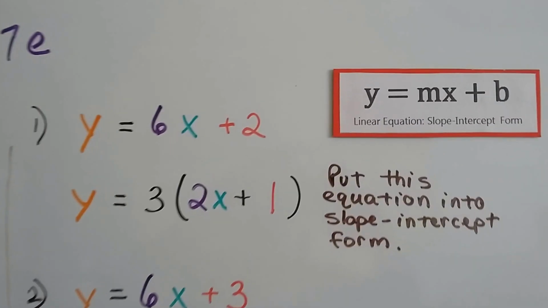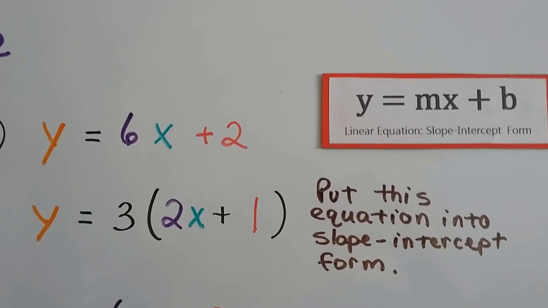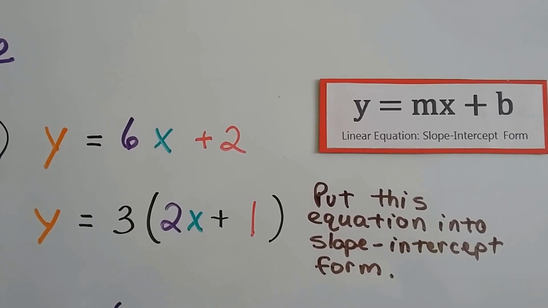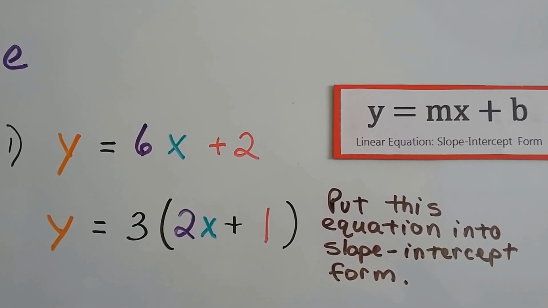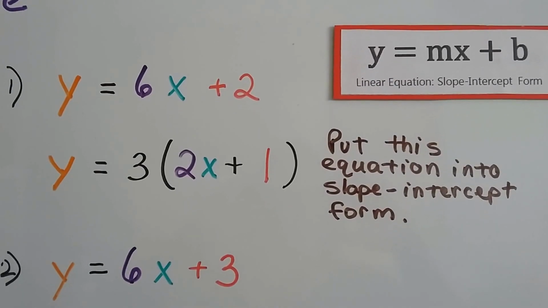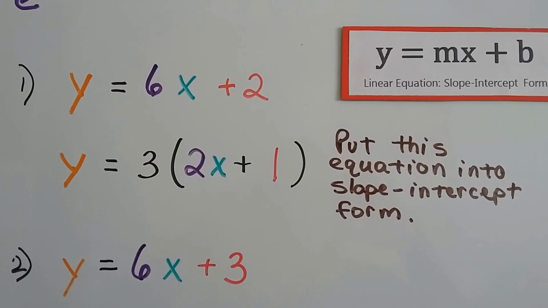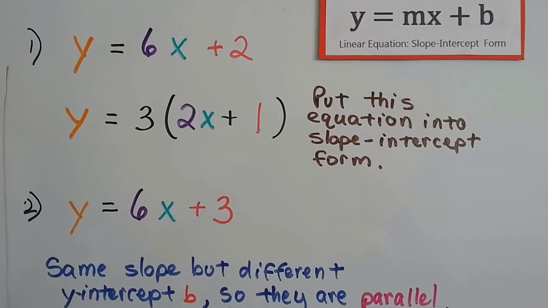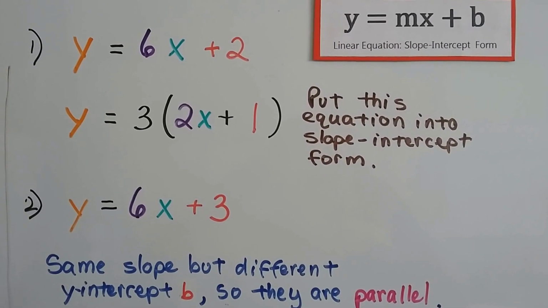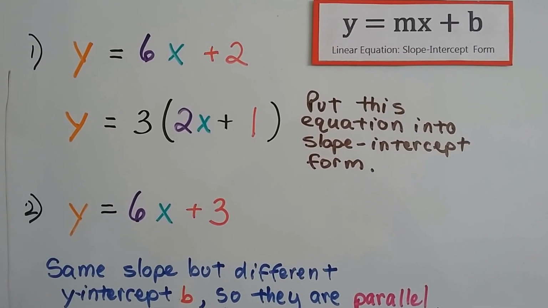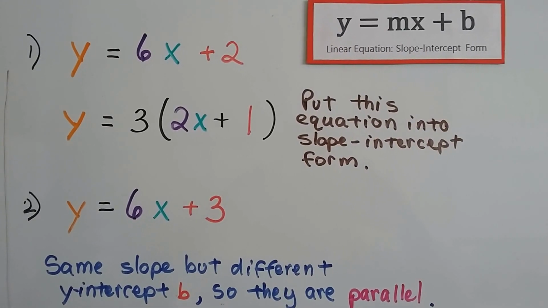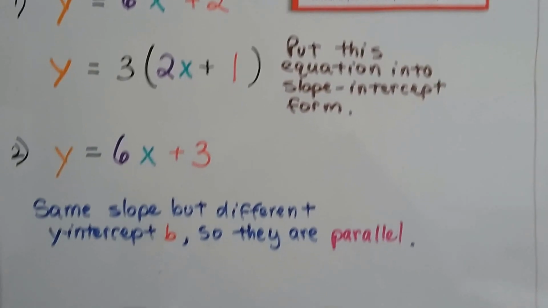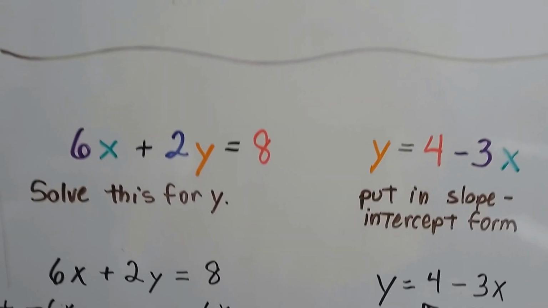So let's take a look at our first two equations. The first equation is already in slope-intercept form, but the second one needs to be put into that form. So we need to distribute that 3 to the 2x plus 1. That's going to give us 6x plus 3. The same slope, but they have different y-intercept b, so they're parallel. They both have a 6 for a slope, but their b value is different. They're parallel.